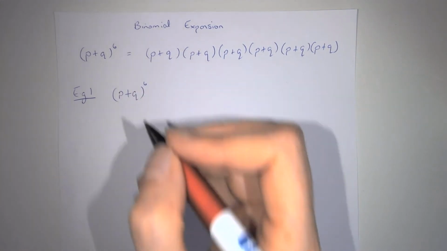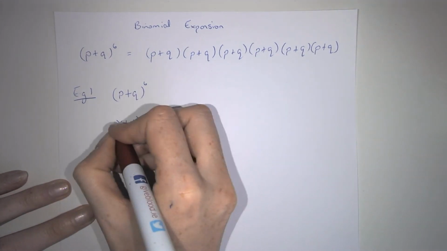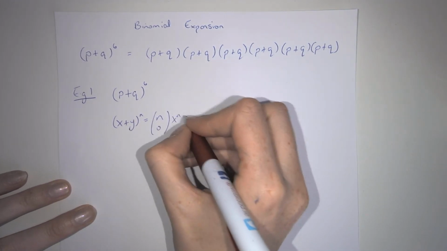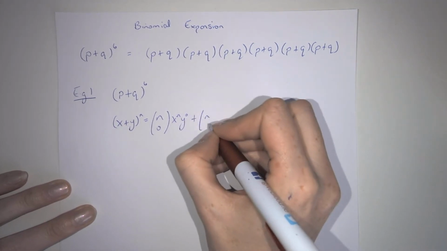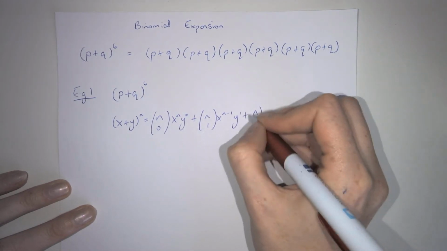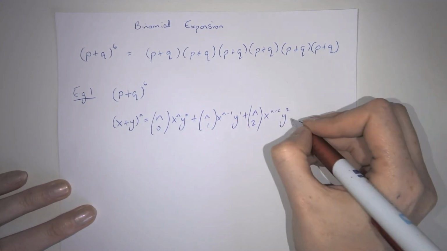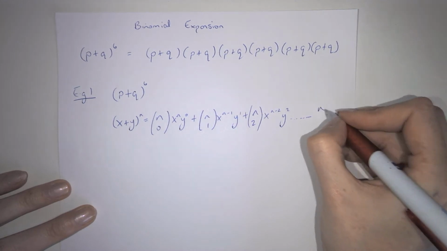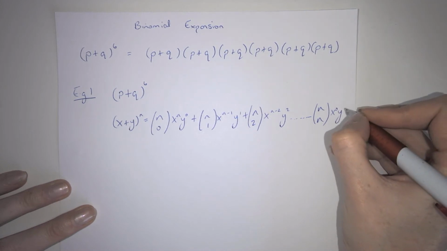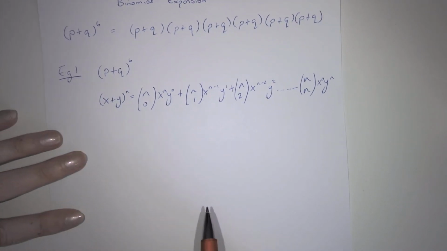Okay, so the formula is in your log tables and it looks something like this. It's x plus y all to the n is equal to nC0 x to the n y to the 0, plus nC1 x to the n minus 1 y to the 1, plus nC2 x to the n minus 2 y to the 2, all the way up as far as nCn x to the 0 and y to the n. So it looks a little bit scary, but don't worry, it's very, very doable.